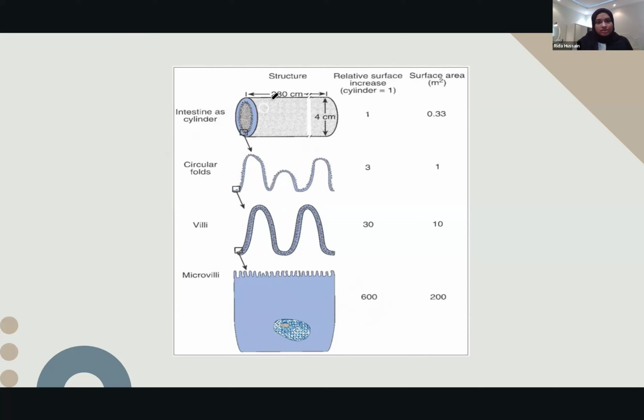As you can see, the intestine starts as a cylinder, then there are folds, which increase the surface area, then there are villi, which further increase the surface area, and then those villi have microvilli. Again, increasing surface area, pretty self-explanatory over here.